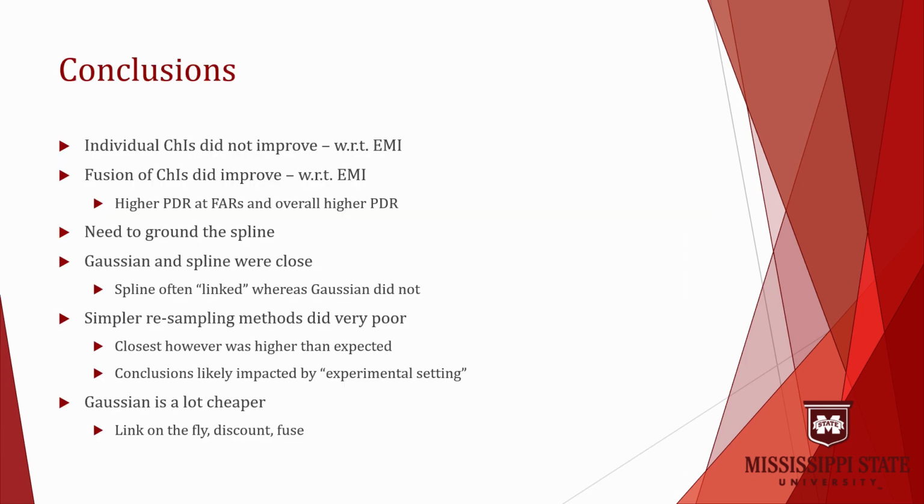So in conclusion, the individual Choquet intervals did not improve with respect to the EMI sensor, which was dominant in this data set we had, but the fusions did improve. So the compositions and the arithmetic combinations of Choquet intervals did. Some other things that happened: we found out that we needed to ground the splines in order to get good detections, and once we actually grounded it, it did outperform the Gaussian, but then we have to ask the question of whether it is worth the computational complexity and time to actually do this. So that's a consideration to make.